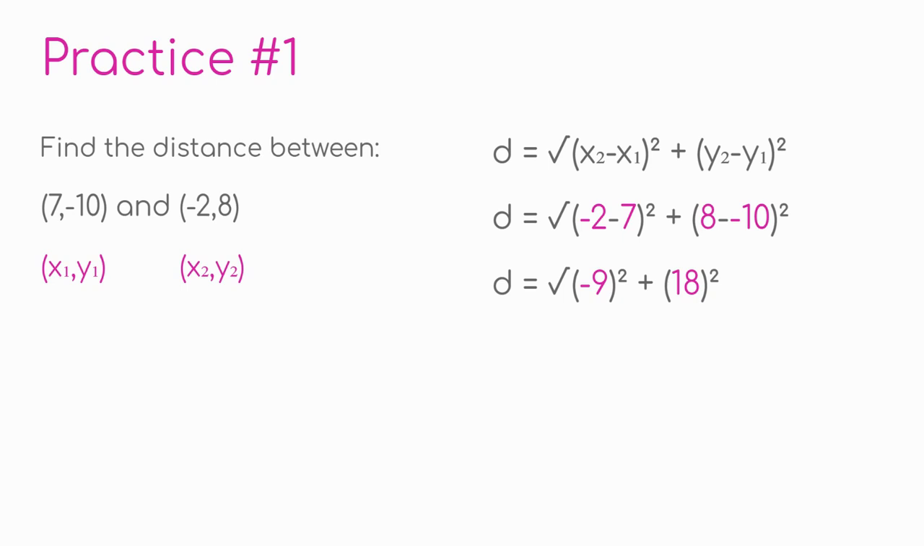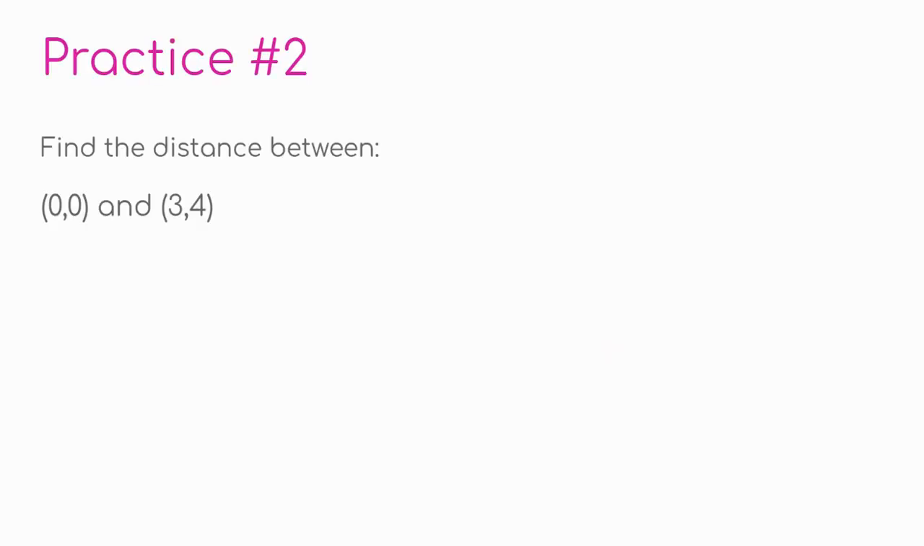Then I'm going to square both of those in my calculator. I get 81 plus 324. 81 plus 324 is 405. Then I take the square root of 405. I get about 20.12. So I have my formula, I plug in my coordinates, and then I just solve it. So I'm going to go through just one more.